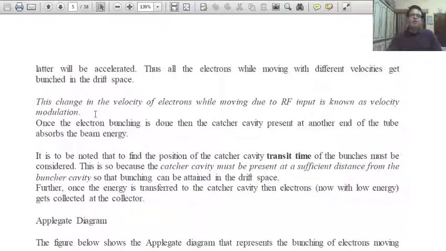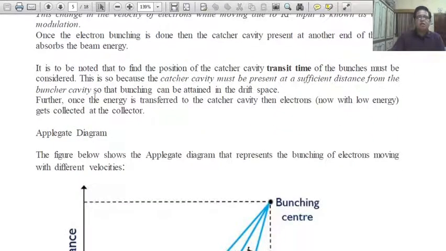What is known as velocity modulation? Once the electron bunching is done, the Klystron cavity present at the other end of the tube absorbs the beam energy. It is to be noted that to find the position of the Klystron cavity, the transit time of the bunch must be considered. This is because the Klystron cavity must be at a sufficient distance from the buncher cavity so that bunching can be attained in the drift space.